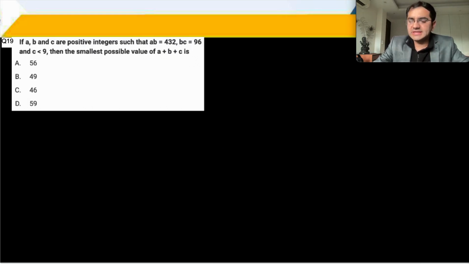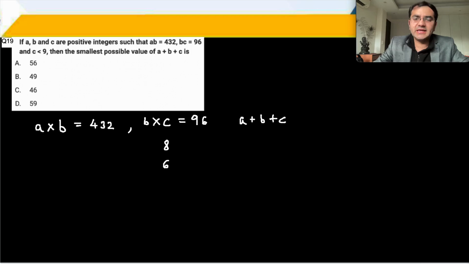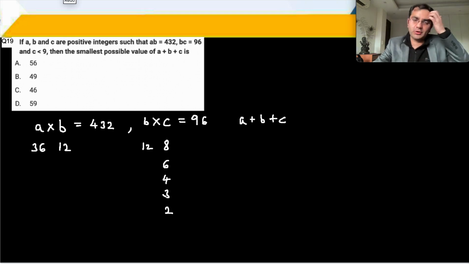The 18th question is basic hit and trial based algebra. You have positive integers. A into B is 432 and B into C is 96. What can C less than 9 be, to find out the smallest value of A plus B plus C? C less than 9 can be 8, a multiple of 96, or 6 or 4 or 3 or 2. Accordingly, let me find B. B is 96 upon 8, that is 12. B is 12. A becomes 432 upon 12, that's 36. Add them up. 36 plus 12, 48, plus 8, 56 is matching with the options, but I have smaller options also.